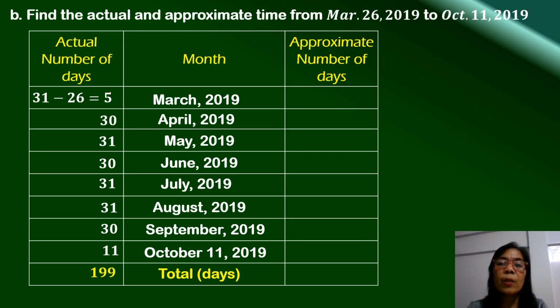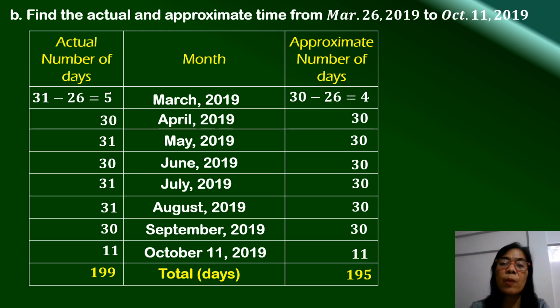For the approximate number of days, starting from March 26, we assume that we have 30 days in March. So we have 30 minus 26, that is 4 days for the month of March. April has 30 days, May, June, July, August has 30 days, and October 11, we end at October 11, so 11 days for the month of October. That gives us a total of 195 approximate number of days.